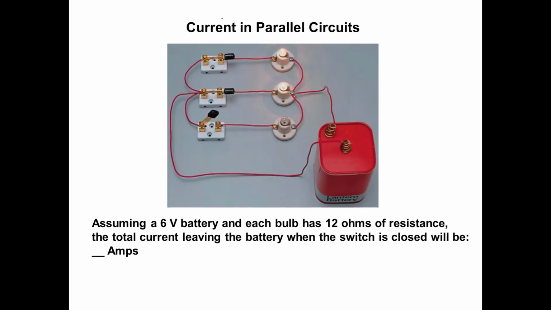Hey, so let's take a look at our current in parallel circuits. Assuming a 6-volt battery and each bulb has 12 ohms of resistance, the total current leaving the battery when the switch is closed will be blank amps. Go ahead and figure that out. Pause this for a few moments and we'll come back and calculate it. So calculate this on your own.